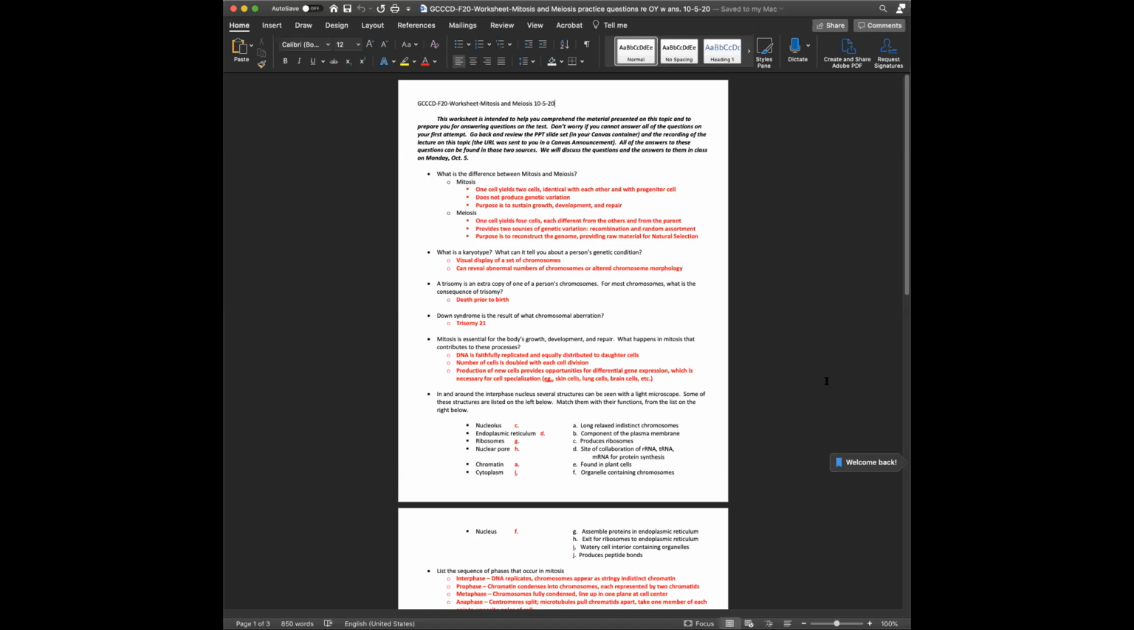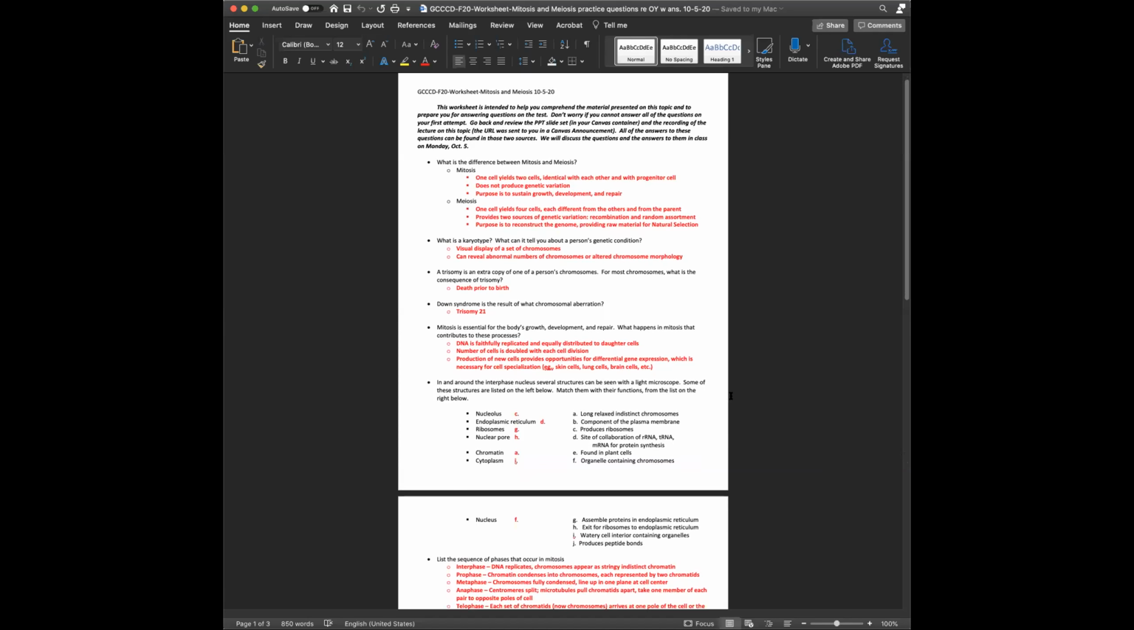Okay, the next question is a matching. In and around the interphase nucleus, several structures can be seen if you look in a light microscope. And I've listed some of these structures on the left. And I said, match them with their functions from the list on the right. And this is typical of a question you might see on the test.